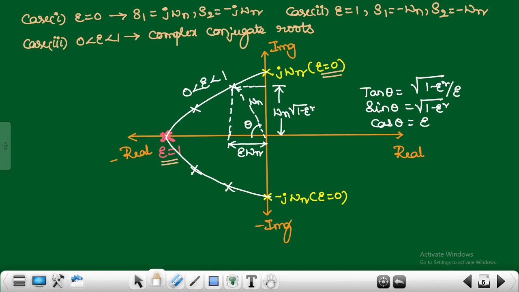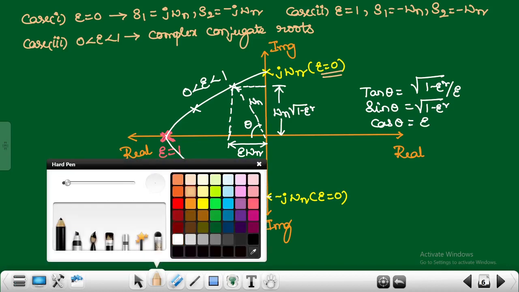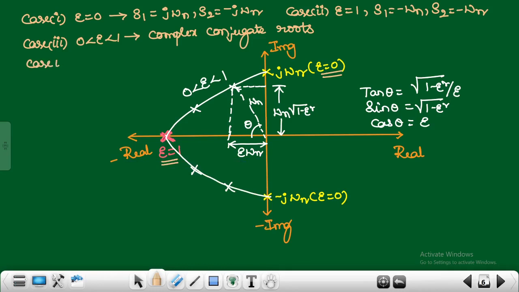After that, the fourth case we have considered, case 4, is zeta greater than 1. So for zeta greater than 1, what will the roots be? Roots are real and different. So you have to take the roots as real and different.